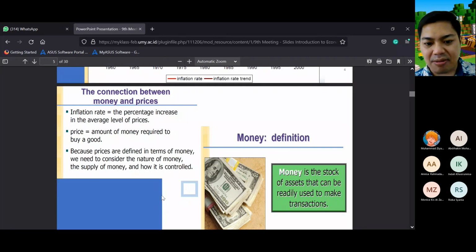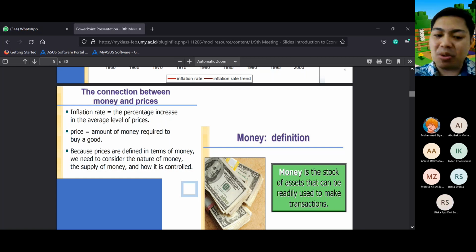So for example, right now, Zian and friends, if you purchase goods, for example, with $1, you can get 2 candies right now. But tomorrow you have $1, but you can only get maybe 1 candy, not 2 candies. So it means that the value of your money was decreasing because you are only able to purchase fewer goods and services than before.